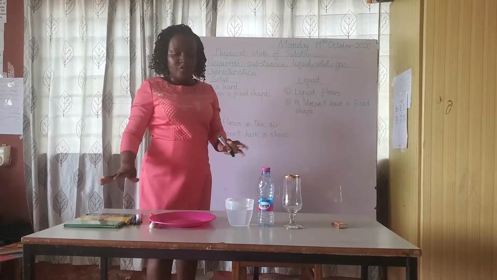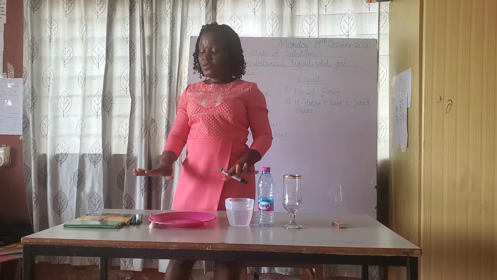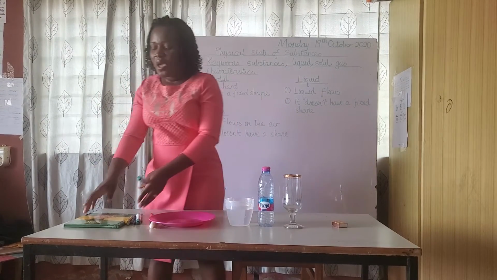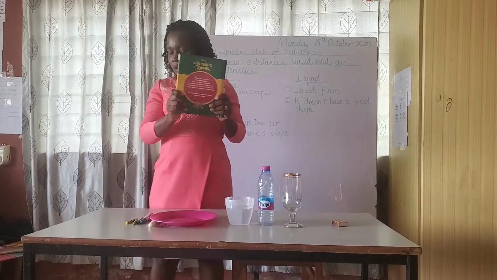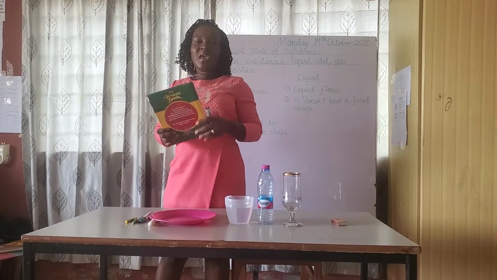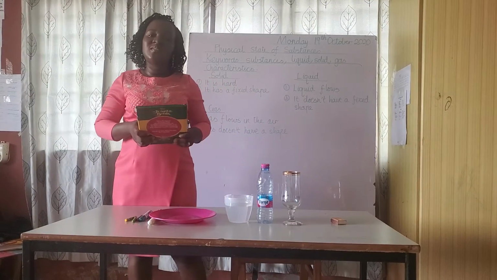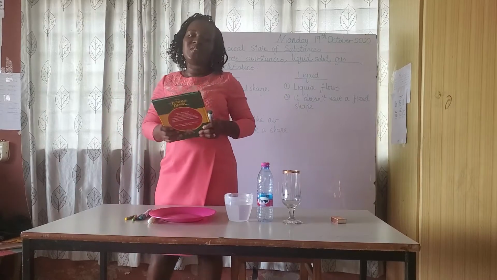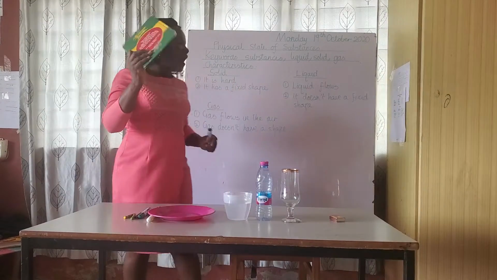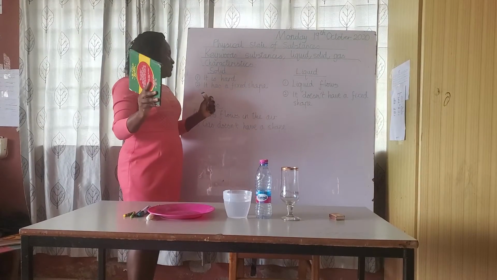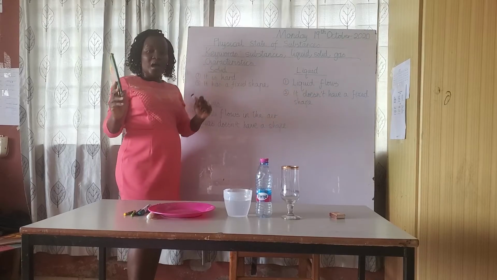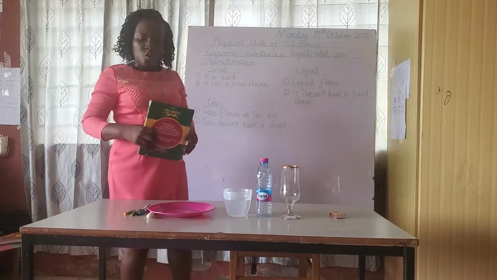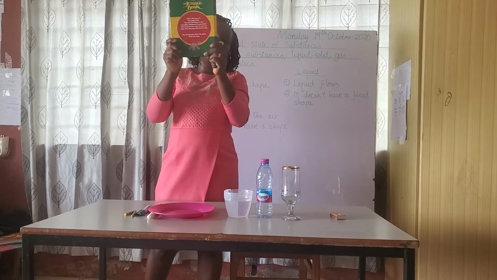Now we have a few items on my table. We have a book. This is a book, a storybook. It is solid. Why do we say it's solid? It is solid because it is hard. So one characteristic of solid substances is that they are hard. Very good. It also has a fixed shape.